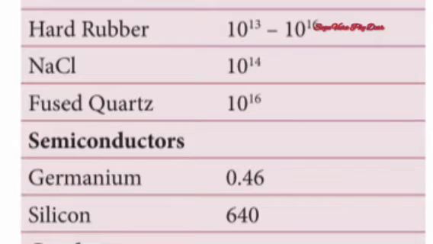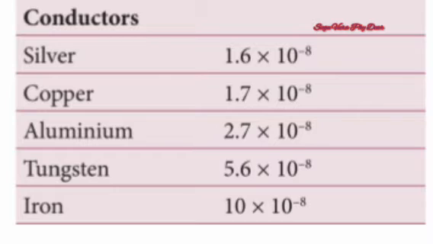Next, semiconductors: germanium 0.46, silicon 440. Conductors: silver 1.6 into 10 to the power of minus 8, copper 1.7 into 10 to the power of minus 8, aluminium 2.7 into 10 to the power of minus 8, tungsten 5.6 into 10 to the power of minus 8, iron 10 into 10 to the power of minus 8.